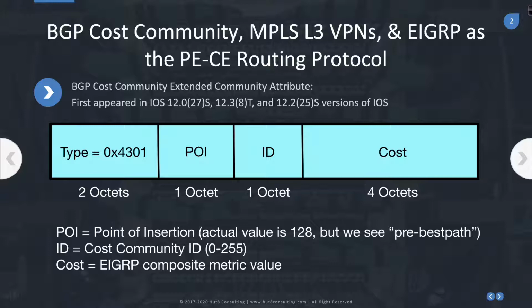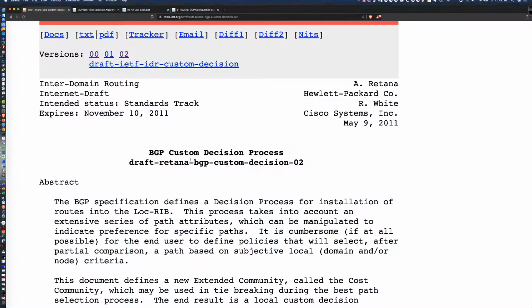I'm going to talk a little bit more about the different values you might see by referencing the IETF draft Retana BGP custom decision. The two authors here are both legends in the routing space, Alvaro Retana and Russ White, and they were the authors of this document back in May of 2011. I stress it's a draft because it was never standardized. However, Cisco still went ahead and implemented the BGP custom decision process, but they call it the BGP Cost Community.